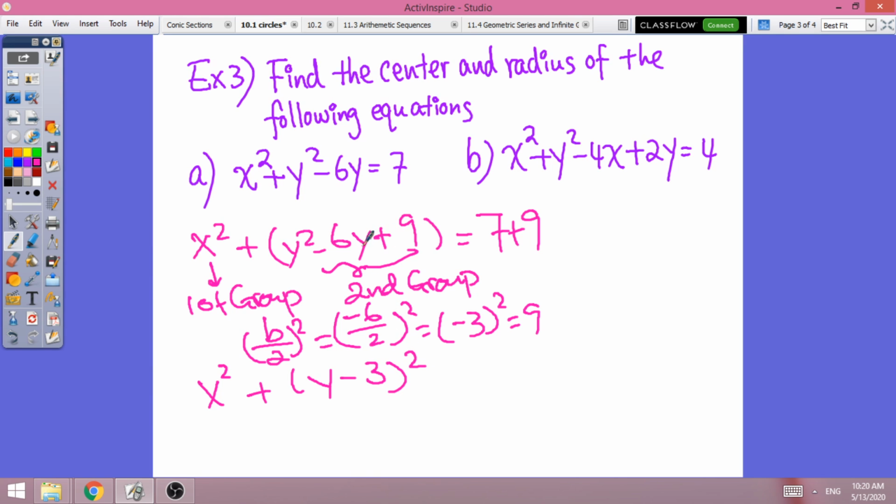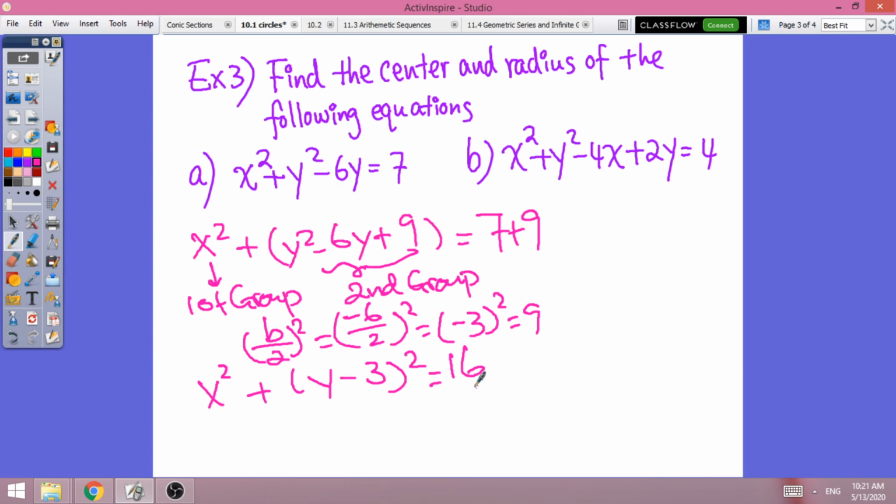For those of you wondering how I get from here to here, it's because I factor it. Anytime you complete the square, the main purpose is that you want to factor it completely. That turns out to be a perfect square term, the perfect square group. And then the rest of this, 7 plus 9, that'll be 16.